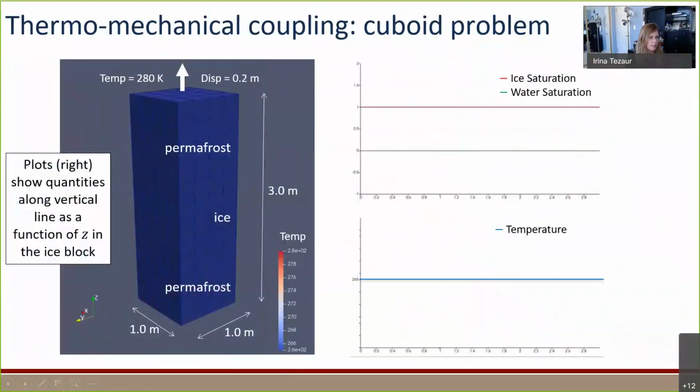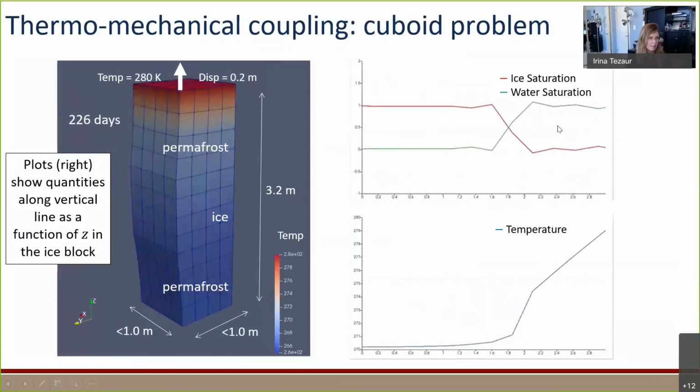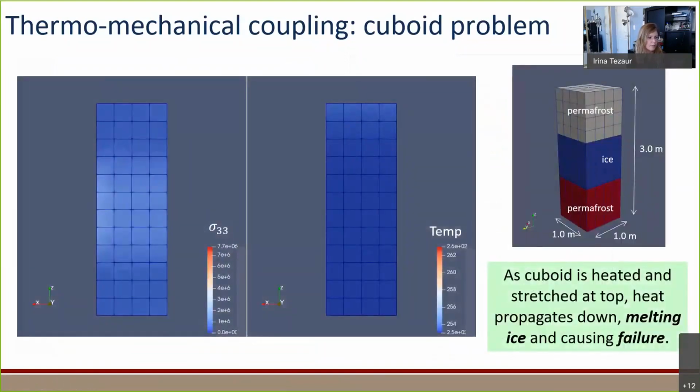And so what I'm going to do is I'll show, I think it's only one animation actually, but I'm going to take a line down this ice wedge, and I'm going to plot along the line the ice saturation, the water saturation, and the temperature. Okay. So initially ice saturation is 1, water saturation is 0, temperature is 265. So this is all consistent with the ice being frozen. And then as the simulation progresses, what happens is, this gets heated, the heat propagates down. So the temperature of the ice starts to go up from the top. And then as that happens, the ice saturation goes down, the water saturation goes up, which suggests that the ice is melting.